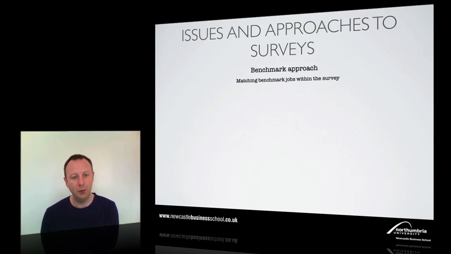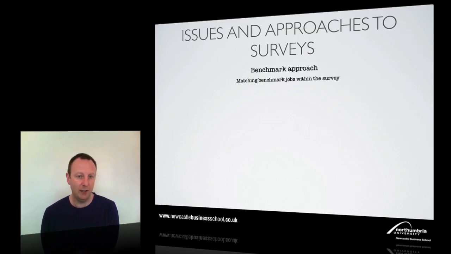And the key issue with a benchmarking approach is to look at the people that we want in our organisation, the people that we got in our organisation. What are the range of jobs? What are the ranges of skill? What are the range of whatever it is that we want to match against? And then find appropriate benchmark jobs in a survey in order to match against.